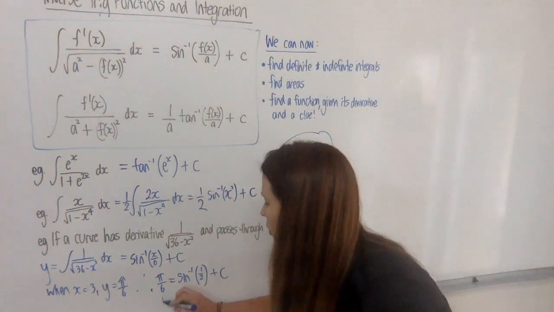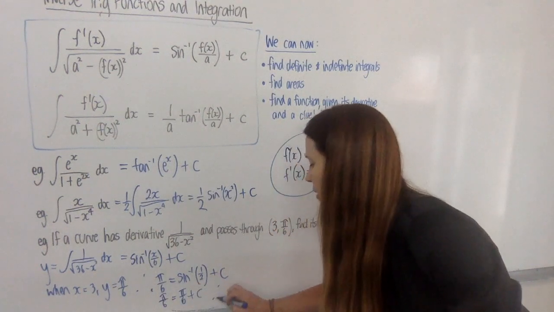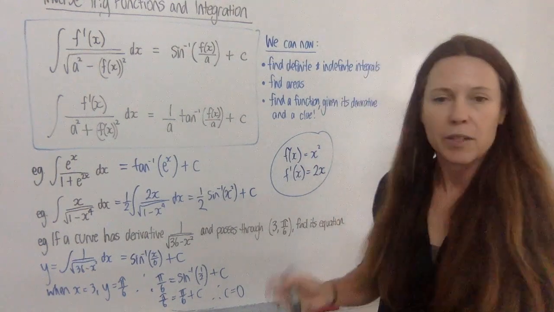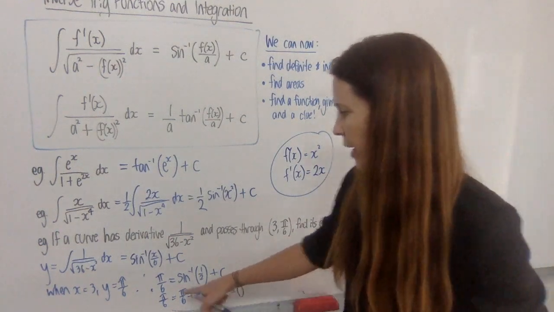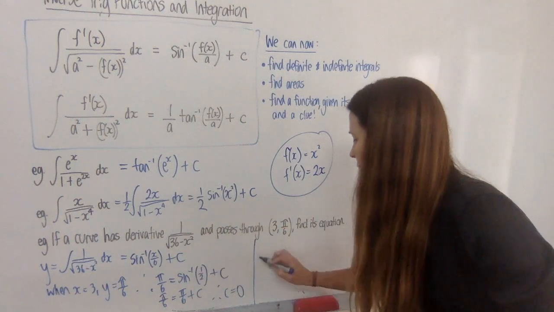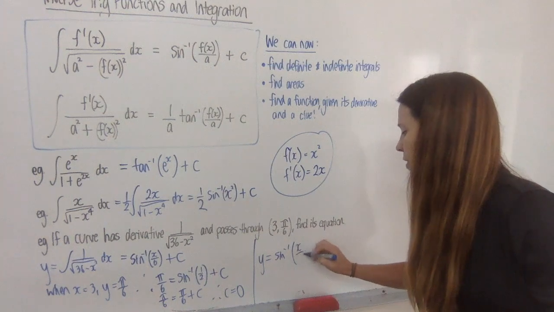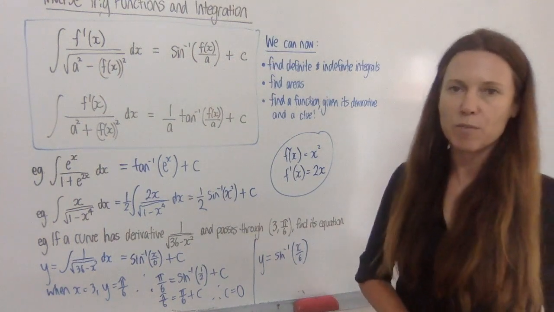So here we have pi over 6 is equal to pi over 6 plus c, therefore c equals 0. So if c equals 0, then we already have our nice version of y here, and we've got 0 on the end, so we can say y is equal to the inverse sine of x over 6. And the answer in the end was quite simple.